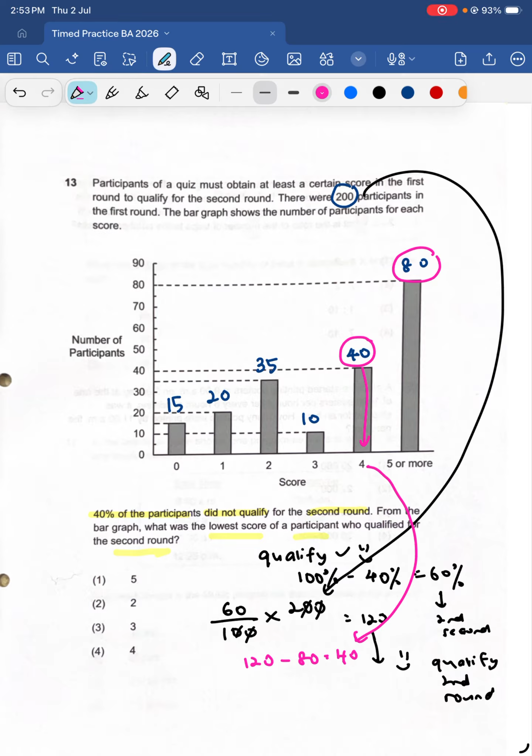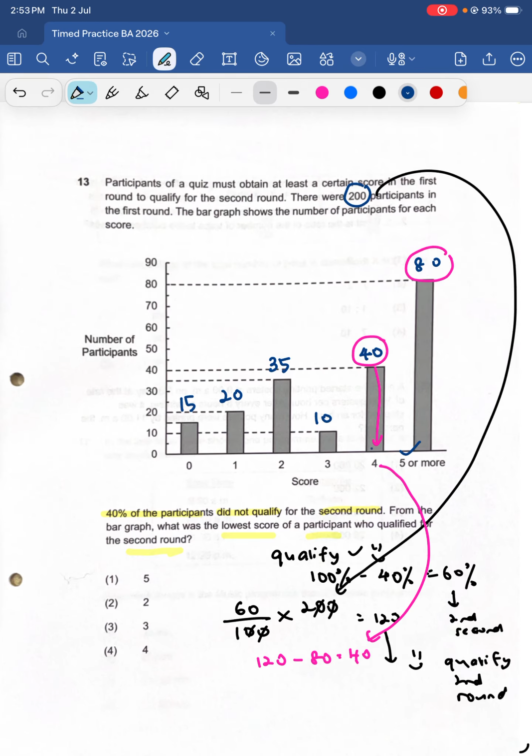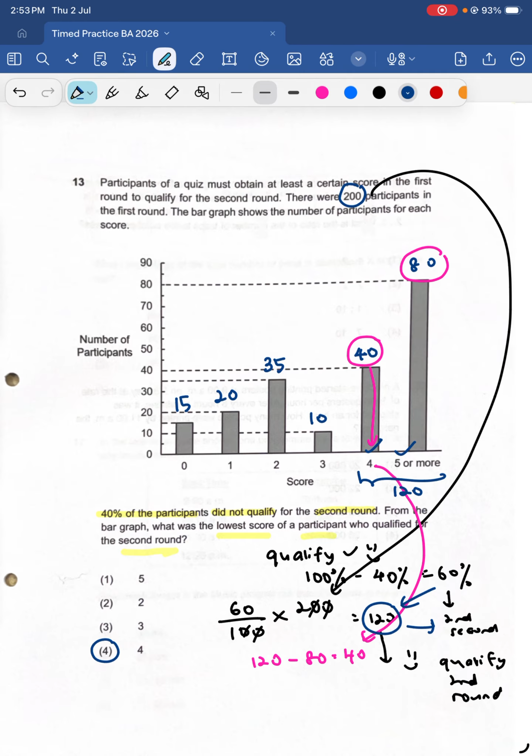So the question asks, what was the lowest score? So if you score 5, you qualify. You score 4, you also qualify. But 4 and 5, which score is lower? It is 4. Can score number 3? Score 3 can qualify or not? Cannot. Why? Because if 120 plus 10, I got 130, but no, only 60% of the participants qualify for the second round, which is just nice 120 participants.